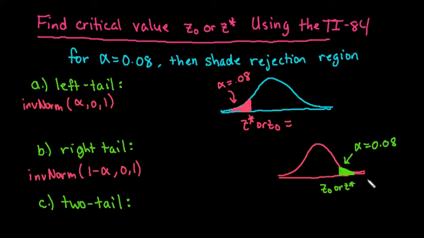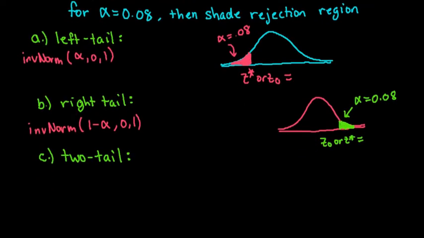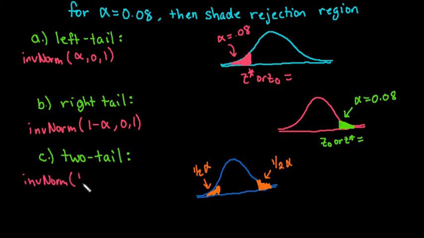And then the last one, when you have a two-tail test, it is split between the two tails. So if we drew out a two-tail test, it's still a normal distribution, but this time half of our alpha goes down here and half of our alpha goes up here because it's a two-tail, so we split it in half. So the command for this one, if you were trying to put it into your calculator, is you would use inverse norm, and you would do half of alpha, 0, 1. So let me show you how to find this in your calculator.